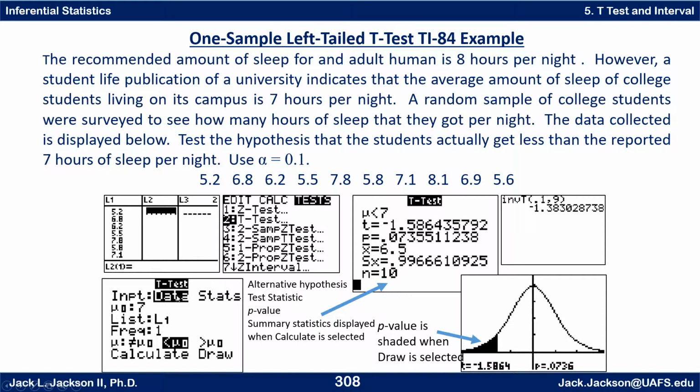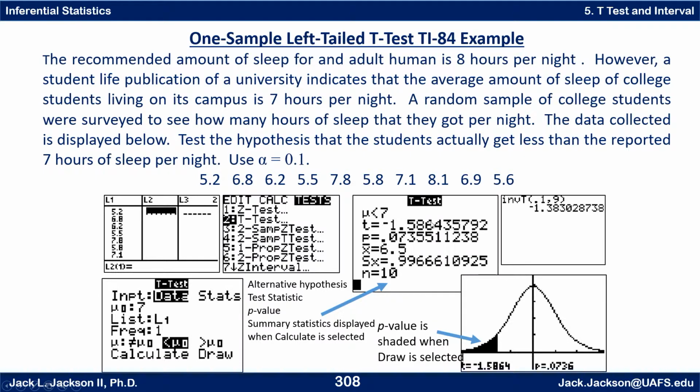Our stuff is in data. We don't have the summary statistics. We actually have a data set. So we select Data. The mu naught is the hypothesized mean. We assume that they're telling the truth, that they're accurate, that 7 is the hours per night on average. We tell it our data is in L1, frequency 1. We think it's less, so we're testing the hypothesis that they got less. So that's a left-tailed, or less than, test. That's the one here in the middle. And then we could use Calculate or Draw.